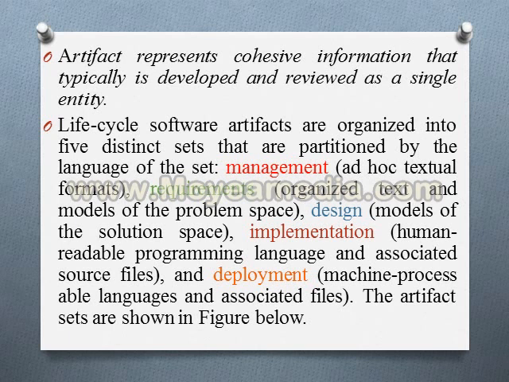Now, here they are showing us the life cycle of software artifacts, which are organized into 5 different sets, partitioned by the language of the set. First is management, then requirements, design, implementation, deployment. These are the main sets, but these 4 sets are the main ones used in our artifacts. They are also used in your third unit, where these 4 phases are always used: inception phase, elaboration phase, construction, transition. So here we are using the sets, but not phases.